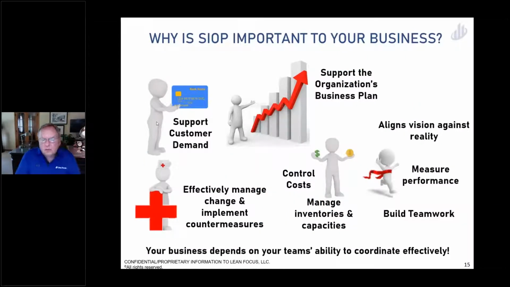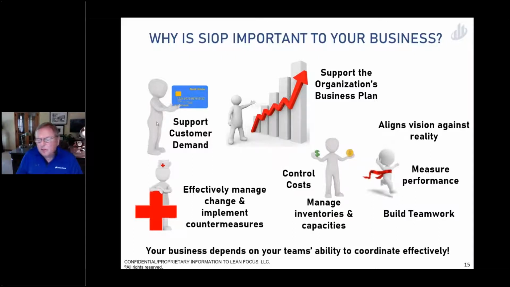So why is it important to our business? It helps support customer demand. It helps support the overall business plan. You saw that in how the hierarchical structure works. It aligns our vision against reality. It's great to have a plan, but you actually have to make it work. It's kind of where the rubber meets the road, so to speak. You need to measure performance, control costs. You're looking at inventories, making sure your inventories are planned right.